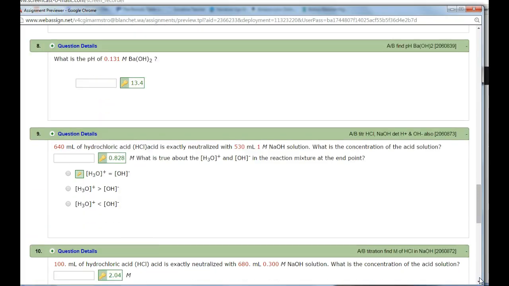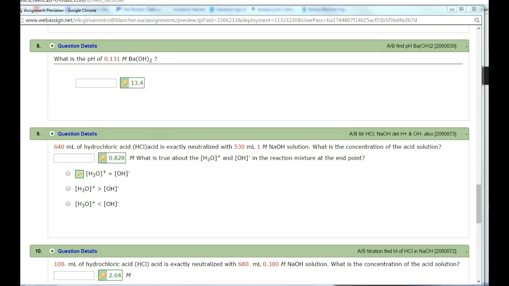Question number 8. What is the pH of a 0.131 molar barium hydroxide solution? I gave this one to you because the hydroxide part isn't one part, it's actually 2 parts, so when you see that you have 2 acid parts or 2 base parts in this case, you multiply by 2. If you had a 3, you would multiply by 3. So you're going to take the 0.131 and multiply it by 2.